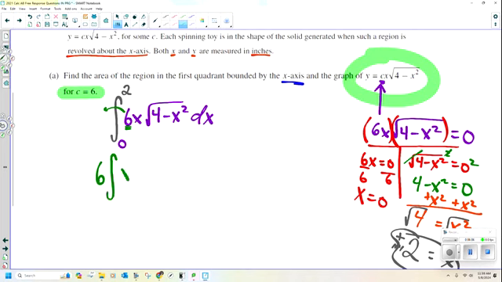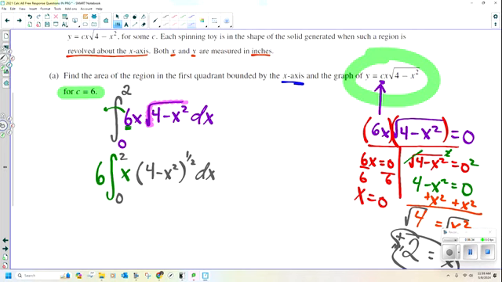Okay, I've got x, and I'm going to make this square root an exponent of 1/2, because anytime I deal with integrals and derivatives, it's always easier when we have exponents. So we have 4 minus x squared to the 1/2 dx, and I still have my bounds 0 to 2.